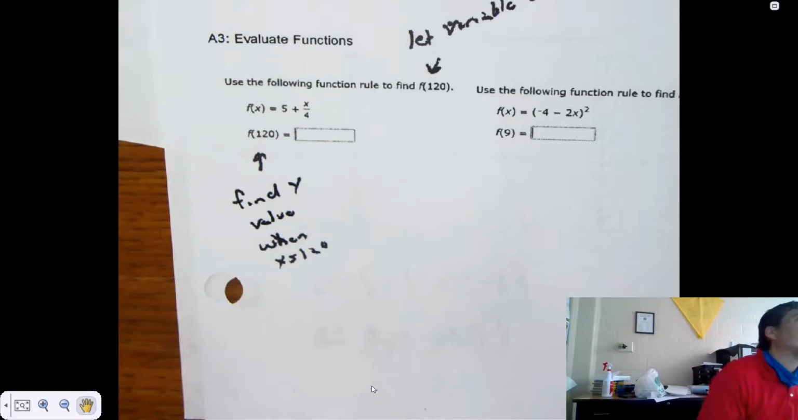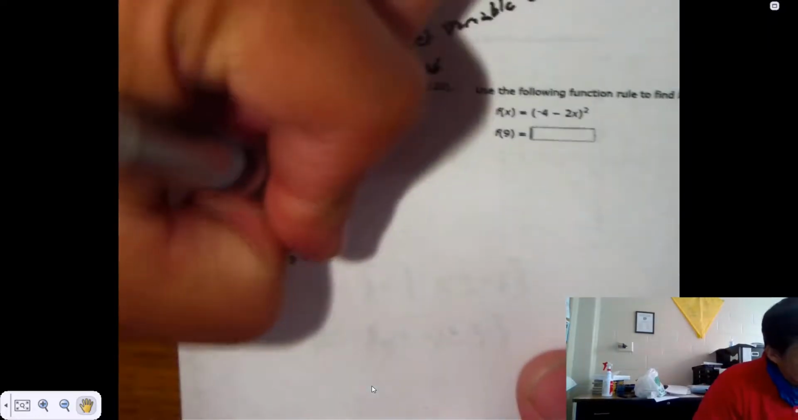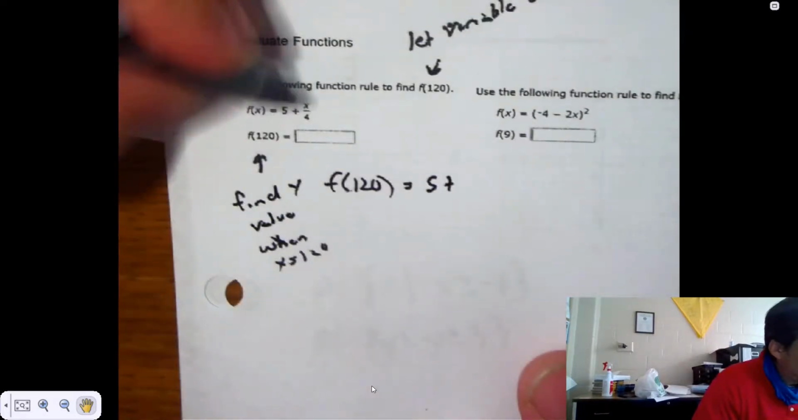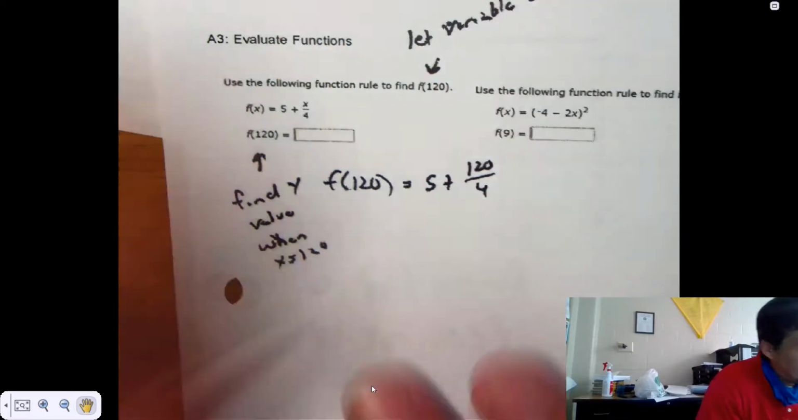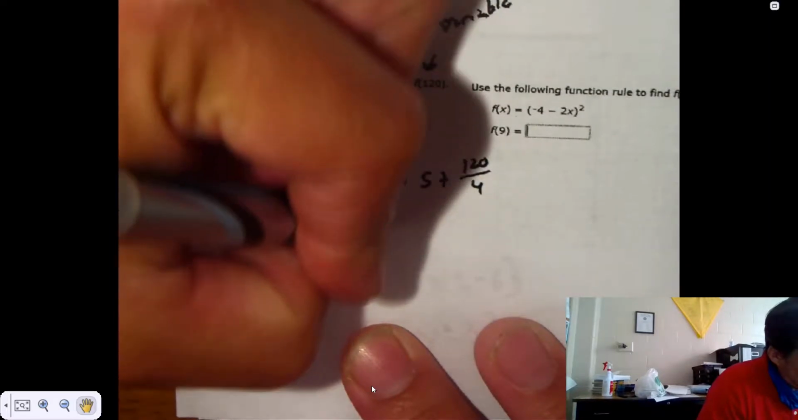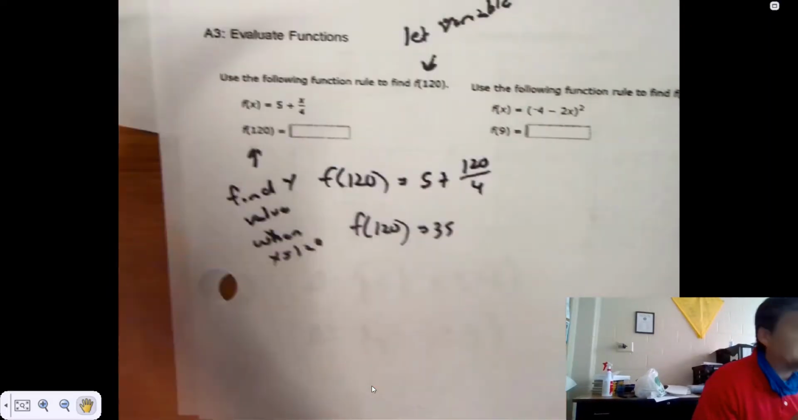Obviously, you can use a calculator on this. Some kids have to. I wish you wouldn't, but it is what it is. But f of 120 happens when I replace that x right there with 120. This one's the first example. You're supposed to be able to do the first example without a calculator. What's 120 divided by 4? 30. Plus 5. 35. Just plug in numbers.